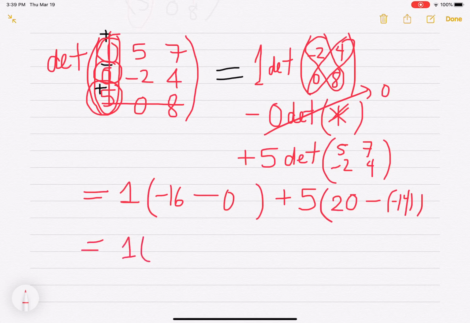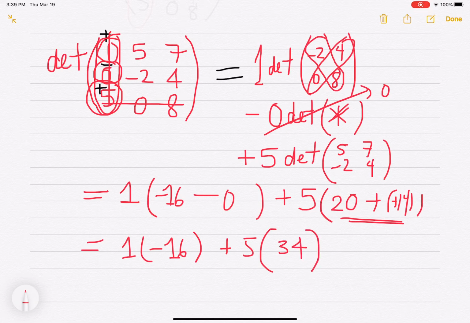This is 1 times negative 16. And here we're going to have 5 times 20 plus 14, because that's a double negative. That's going to be 34. 5 times 34 is what we have. First of all, we have 1 times negative 16, which is negative 16. 5 times 34 is 170. 170 and negative 16 combined give you 154.